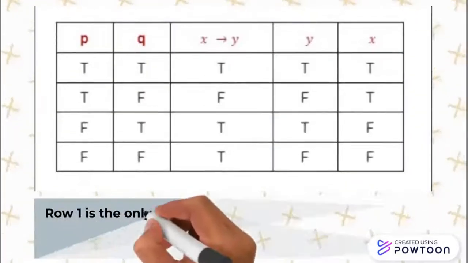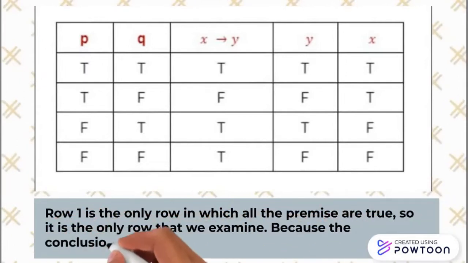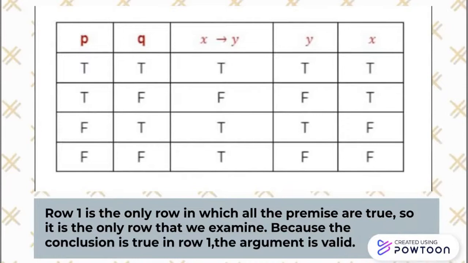Row 1 is the only row in which all the premises are true. So it is the only row that we examine because the conclusion is true in row 1. Therefore, the argument is valid.